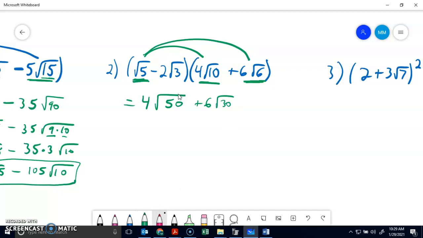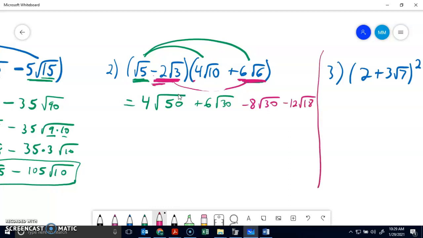When I do my inside terms, so here are the inside terms, the outside numbers are negative 2 and 4, so I get a negative 8. Inside, I have 3 times 10, or 30. And then this gets distributed over here. So now I'm doing the last term in each parenthesis. Outside numbers are negative 2 and 6. That's negative 12. And inside, I have the square root of 3 times 6, or 18.